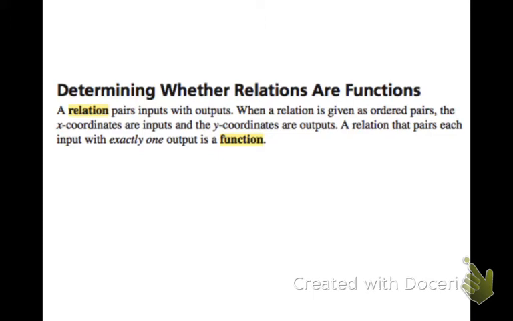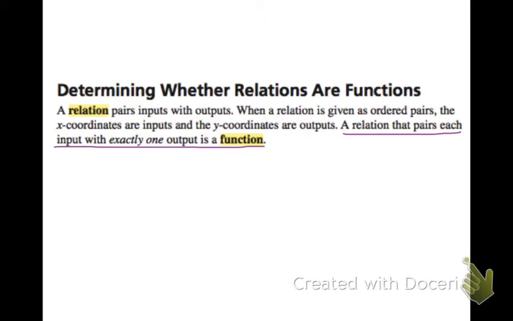So first you need to know what a relation is. A relation pairs the inputs with the outputs. So when a relation is given as ordered pairs, the x-coordinates are the inputs and the y-coordinates are the outputs. A relation that pairs each input with exactly one output is a function. So this is really important. This is the key idea right here, because we're going to be determining if things are a function or not.